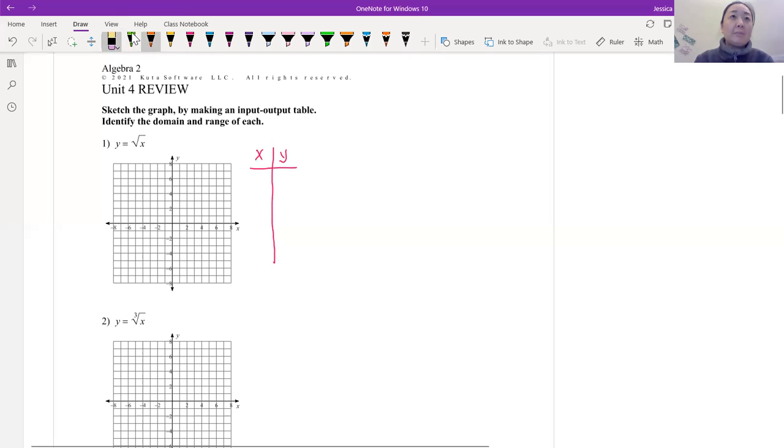So here we go. Let me try to use different colors. And so I'm like, okay, 0. I know definitely 0 is the smallest one because that's the smallest it can be. It can't be -1 or anything like that. And so here I'm plugging it in.